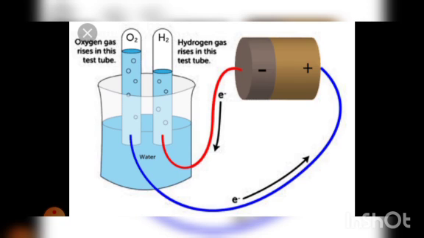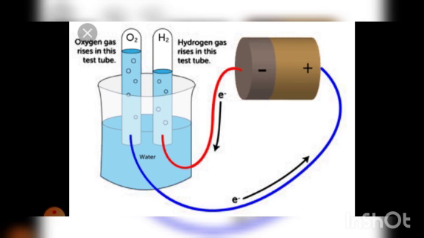If you have test tubes, you can collect those gases also. Again, storing and all will be difficult, but you can observe that it is separated. And you can even observe one thing here: the gas which is collected at the negative end will be double that at the positive end, because you know that hydrogen will be in double quantity than oxygen.